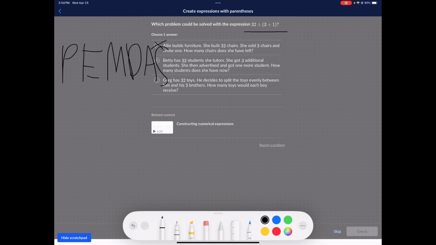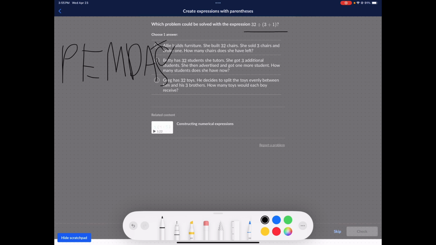Choice B. Betty has 32 students she tutors. She got 3 additional students. She then advertised and got 1 more student. How many students does she have now? Hey, how about that? That does follow my claim. We're taking a look at, she got 3 additional students, and then she advertised and got 1 extra student. She got a total of 4. So yeah, that matches my thing. So yeah, B is probably going to be correct.